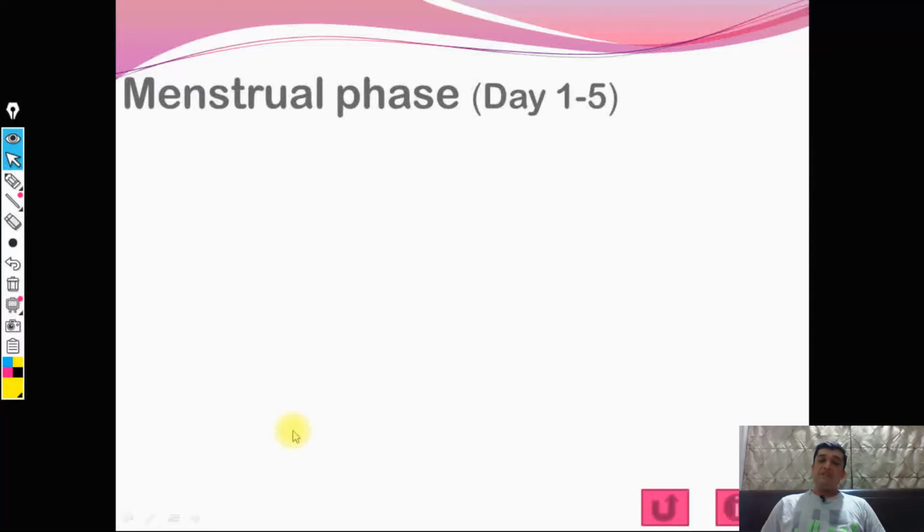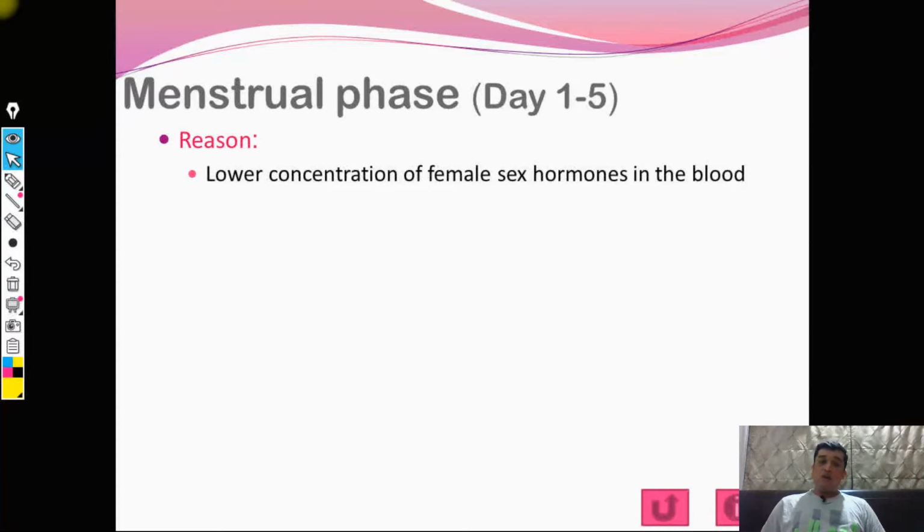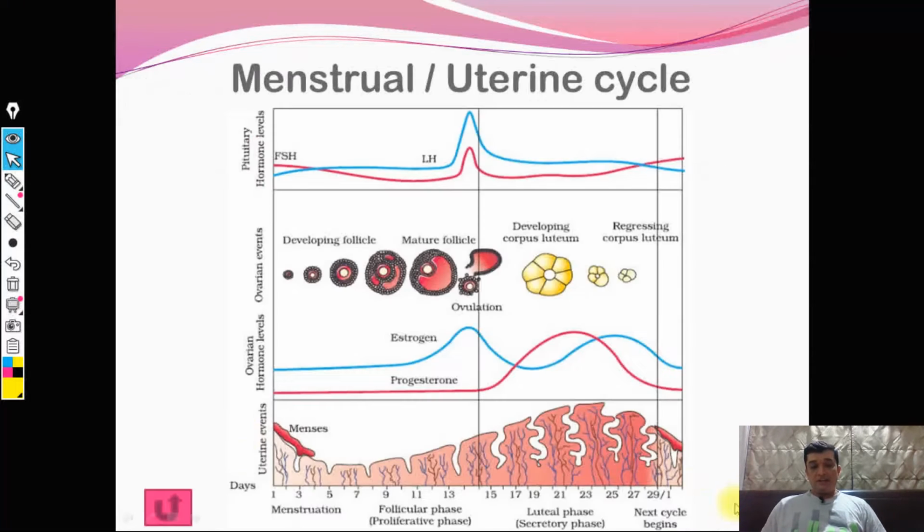So, starting with the first one, that is the menstrual phase. The reason is that there is a lower concentration of female sex hormones in the blood. Now, we will understand these changes in the hormones with a diagram, that will be a better way to understand these changes. Say for example, this is the menstrual cycle, or what you call the uterine cycle. I have shown here the changes in the endometrium, and this is what we are discussing right now. So, day 1 to day 5, during which there is presence of menses, there is loss of blood, and there is loss of the uterine layer, that we call the endometrium.